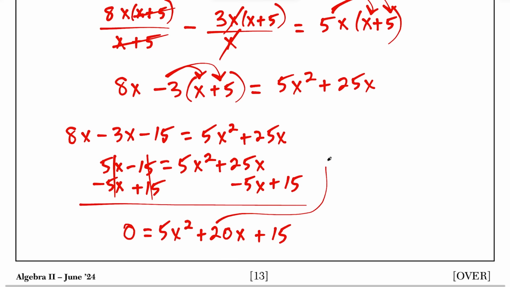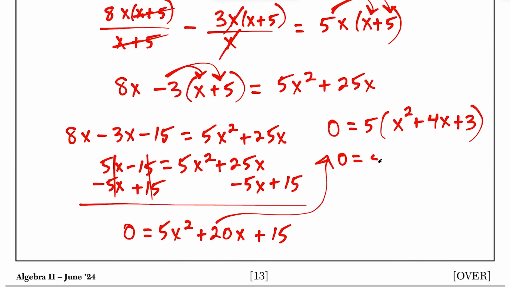And now I'm going to write this next result over here. We're going to take out a greatest common factor of 5, and we're left with x squared plus 4x plus 3. And now for this part, this will factor nicely. This is 5 times x plus 3 times x plus 1.